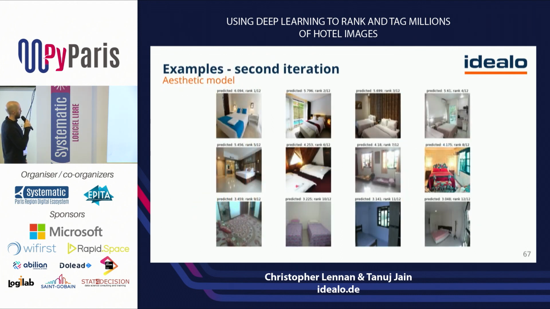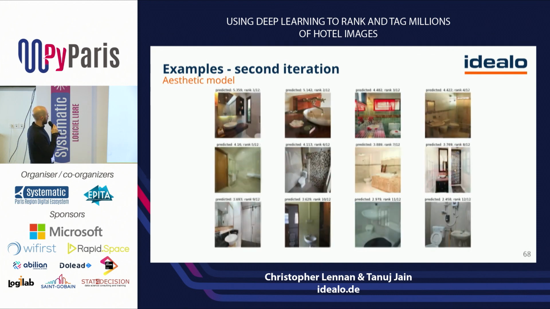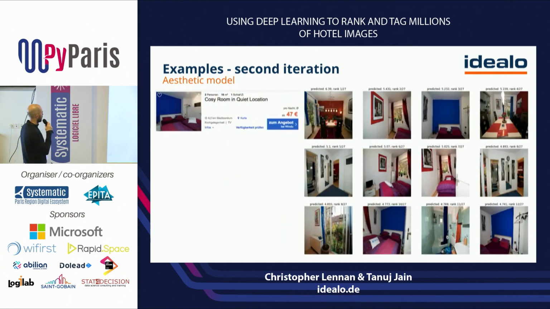And now again, the ranking for the bedrooms. The first iteration model worked quite well already, and the second iteration model is doing a similarly good job here to rank these images. Top row looks nicer than the bottom row. Same story for bathrooms, really. So yeah, the second iteration model is still working quite well.